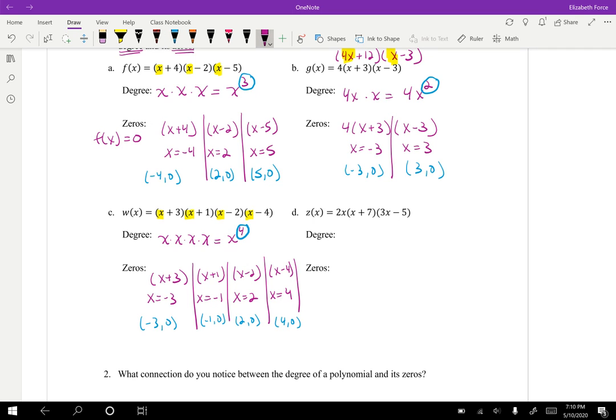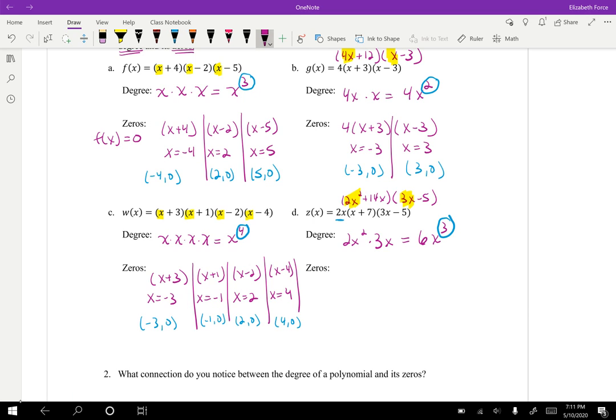So we'll work over on D, our last example. And again, I like to distribute anybody on the outside, like the 2x, into the first one. So I'm going to rewrite this as 2x to the second plus 14x times 3x minus 5. And then I multiply the first term and the first term to help me get my first term in standard form. So 2x to the second times 3x is 6x to the third. So this is a degree 3.